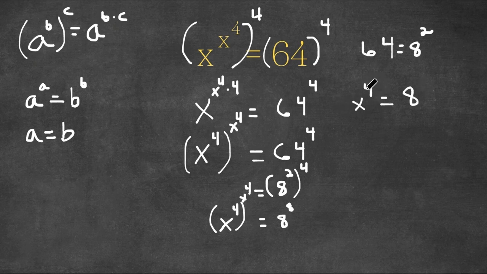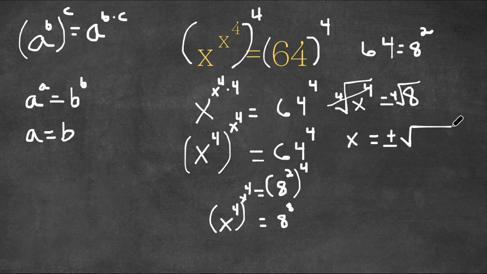Now we want to cancel this fourth power here, so we're going to take the root of 4 on both sides. Now these two would cancel out, so on our left side we would have x, and on our right side we would have equals positive or negative, remember it's plus or minus, the fourth root of 8. And this is our answer.